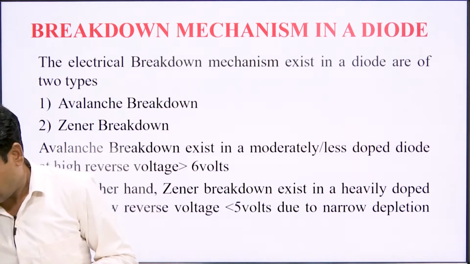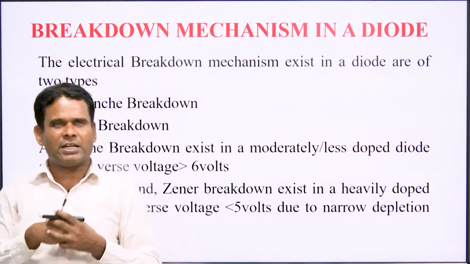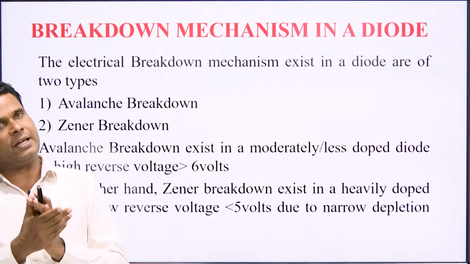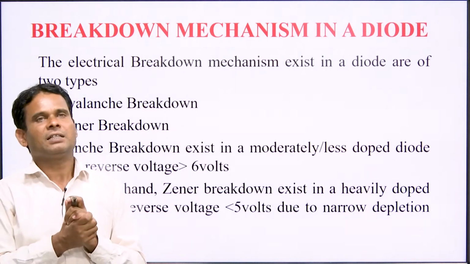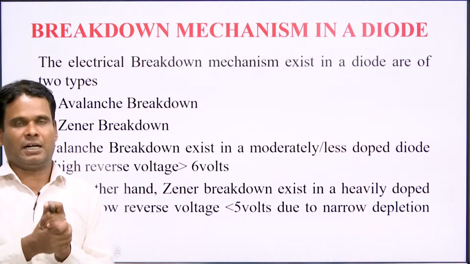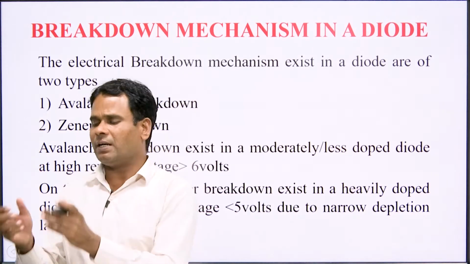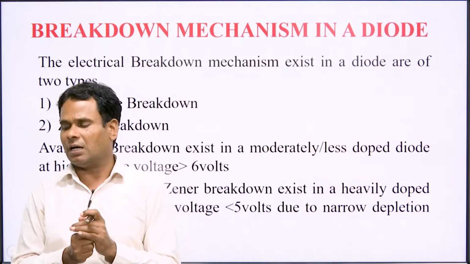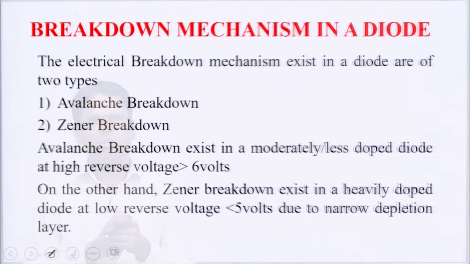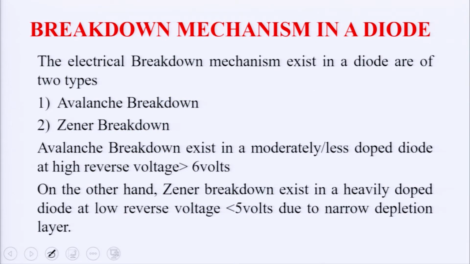Now, in this lecture especially we will discuss the breakdown mechanism and the Zener diode only, and in the next lectures we will discuss the LED, varactor diode and tunnel diode. Before discussing the Zener diode, we will discuss the breakdown mechanism of any diode. There are two types of breakdown. First one is the avalanche breakdown and second one is the Zener breakdown. Avalanche breakdown exists generally in moderately doped diodes, and Zener breakdown exists in heavily doped diodes. Avalanche breakdown exists at greater than 6 volt. On the other hand, Zener breakdown exists at low voltage, that is less than 5 volt.